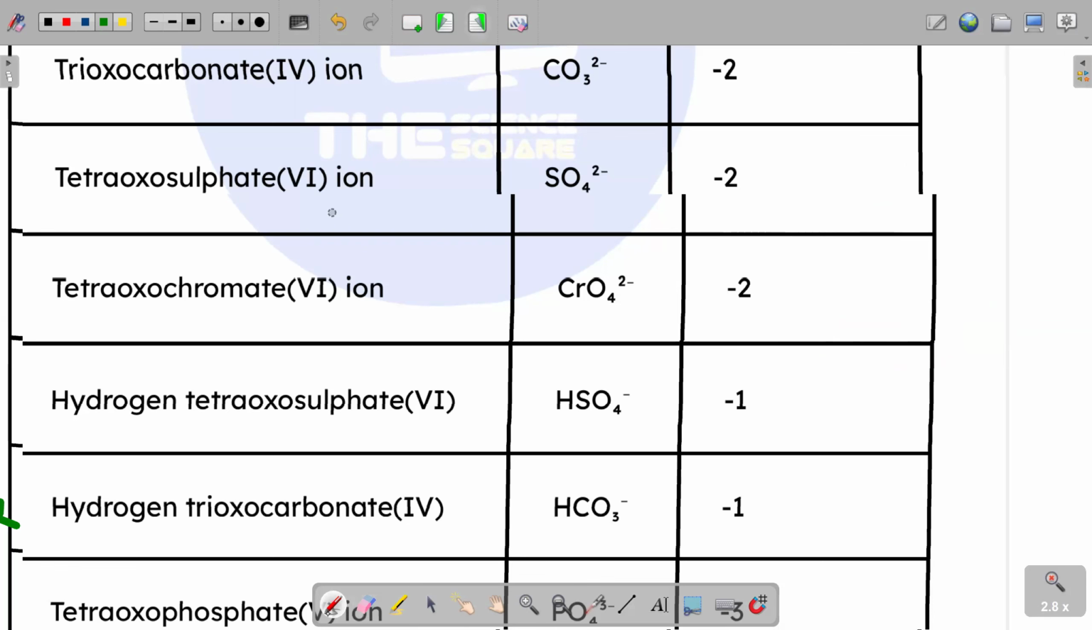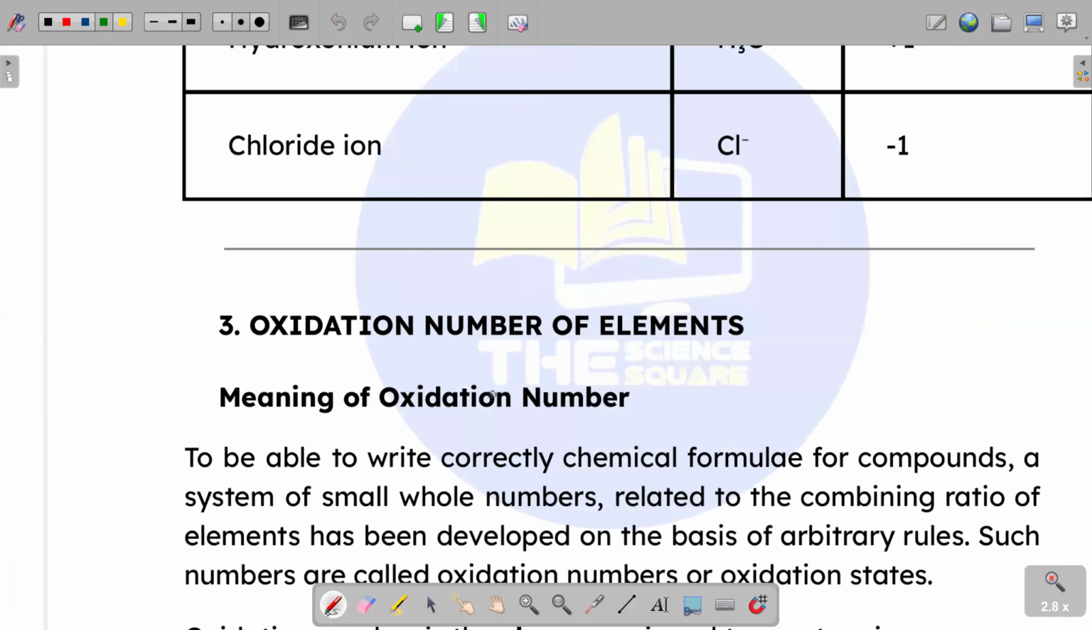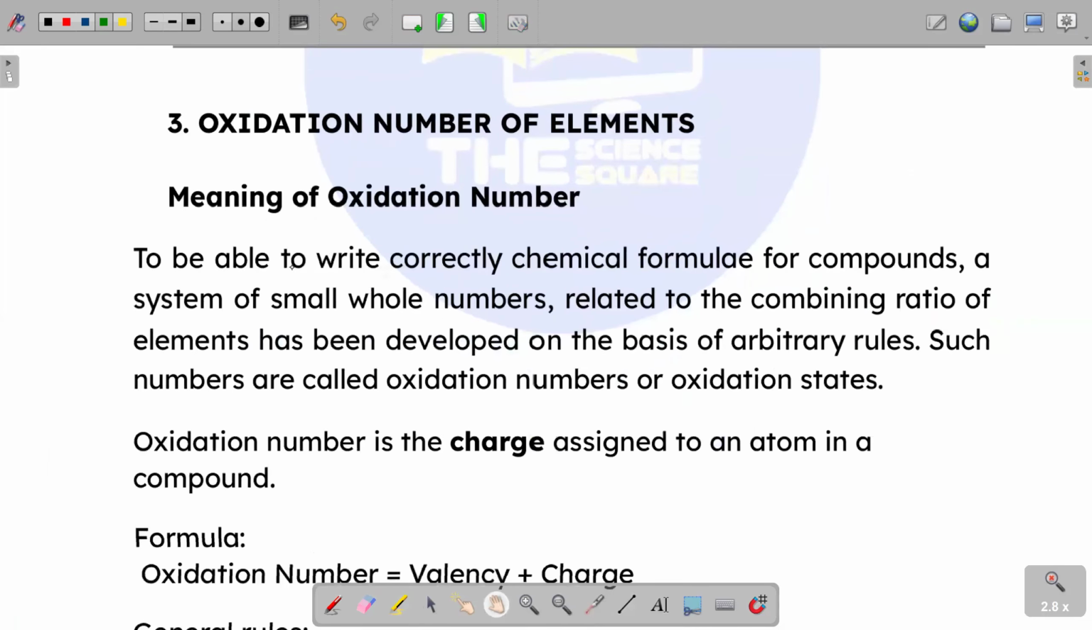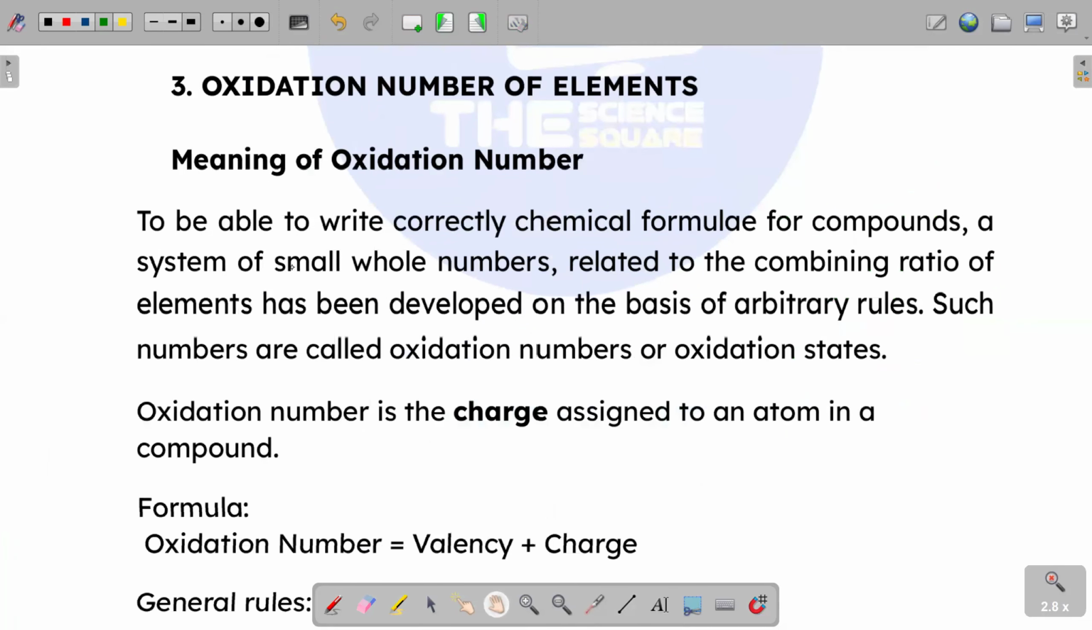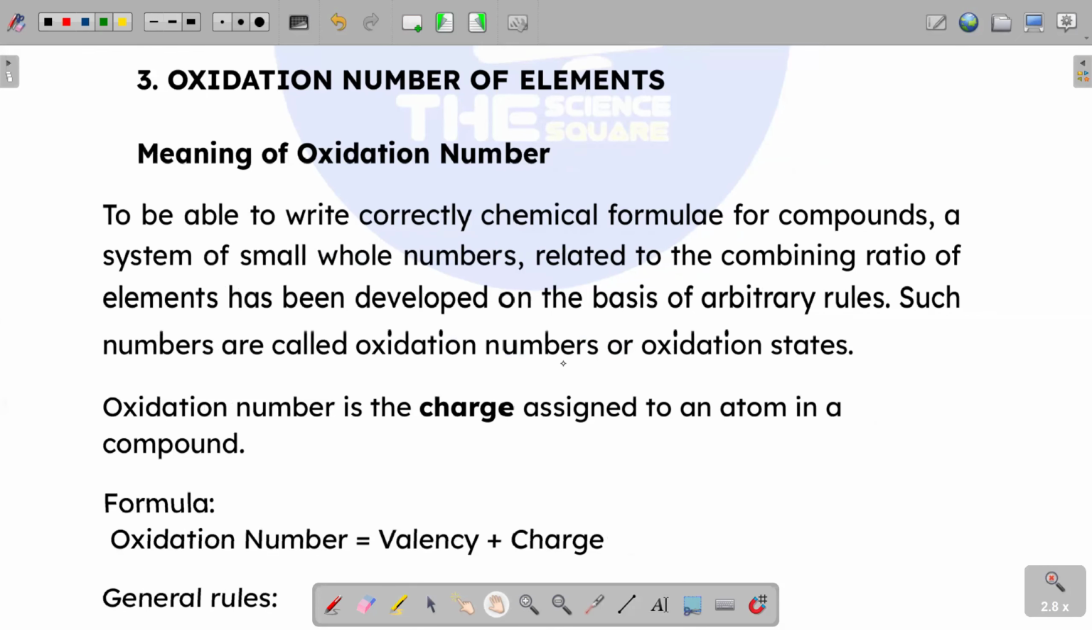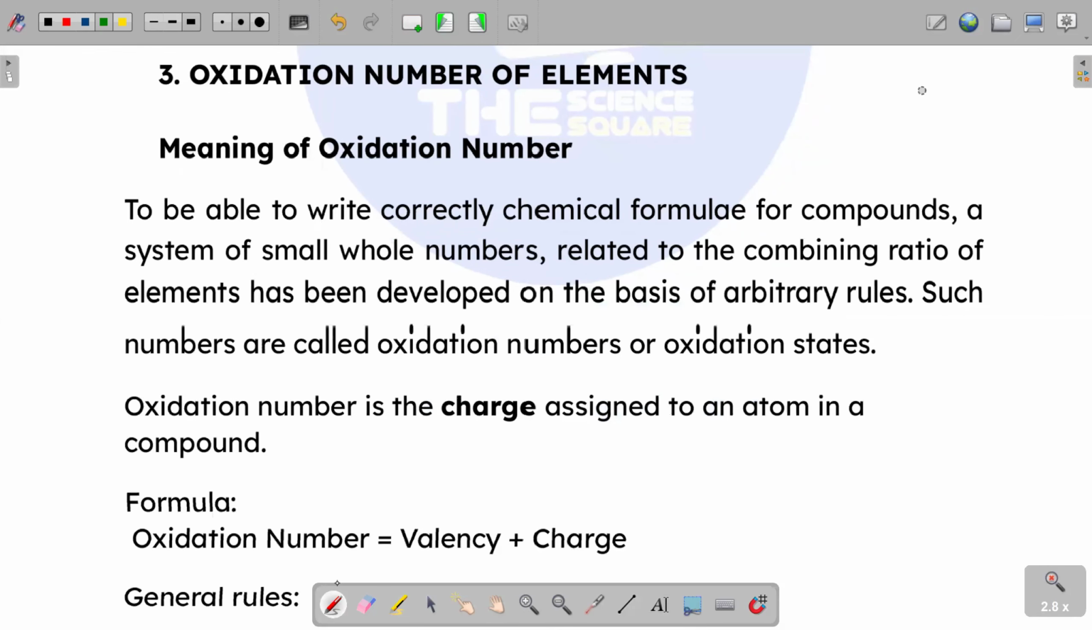Also, now let's quickly take a deep dive into the idea of oxidation number. Now, oxidation number, generally, as we have said, to be able to write correctly chemical formula for compounds, a system of small numbers related to the combining ratio of elements has been developed on the basis of arbitrary rules. Such numbers are what we call oxidation number, or sometimes regarded as oxidation state. Okay, it is the charge assigned to an atom in a compound.